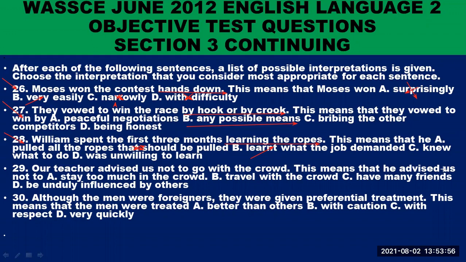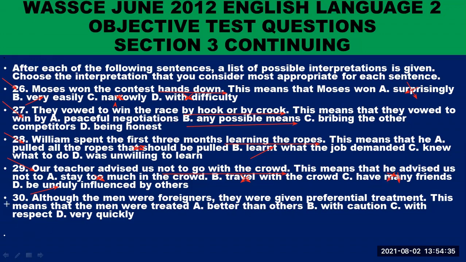Now, question 29. Our teacher advised us not to go with the crowd. This means that he advised us to A, stay too much in the crowd. This you can eliminate easily. B, travel with the crowd. There's no mention of travel here. Go doesn't mean travel in this context. C, have many friends. Of course, obviously, that has no bearing at all. Then D, be unduly influenced by others. Of course, that's the appropriate interpretation.